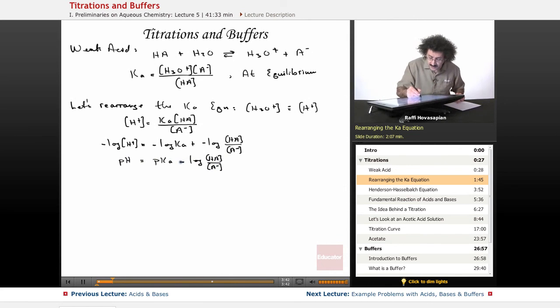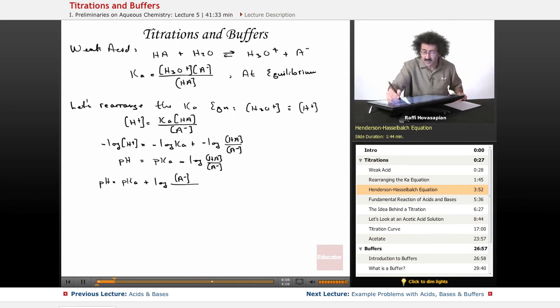Well, generally, you can leave it like this, but generally we don't. We tend to prefer plus signs. So if I take the reciprocal of this, I can actually change this to a plus. So I end up with the following equation. The pH equals the pKa plus the log of the concentration of conjugate base, A minus, over the concentration of the actual acid itself. This is called the Henderson-Hasselbalch Equation.